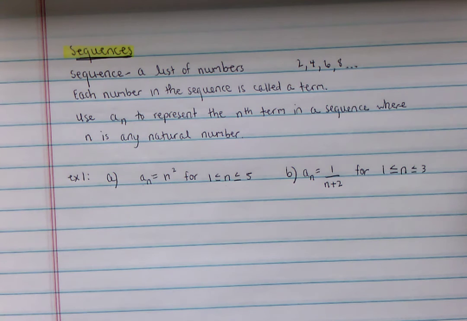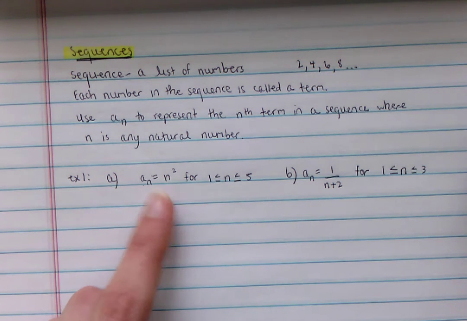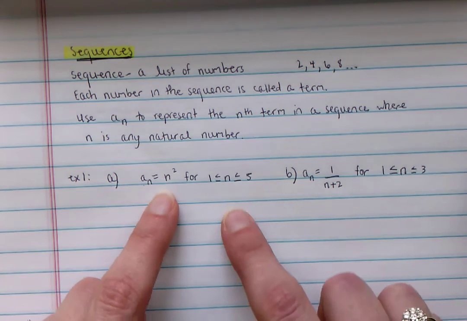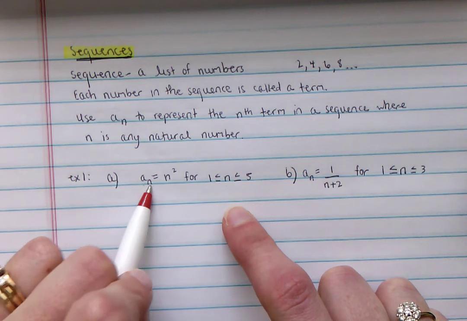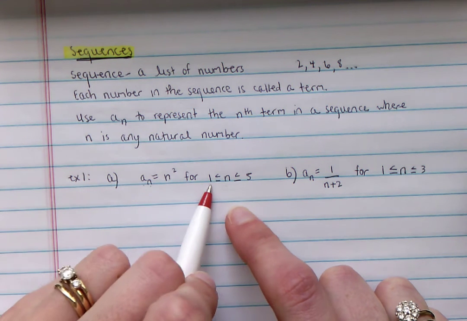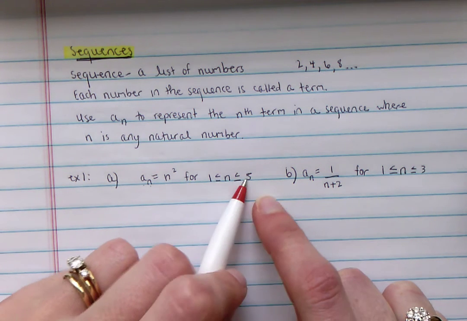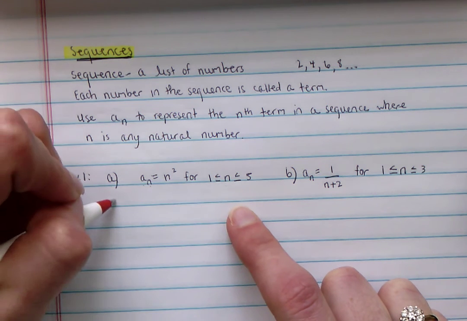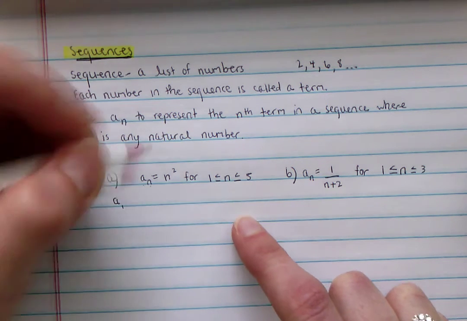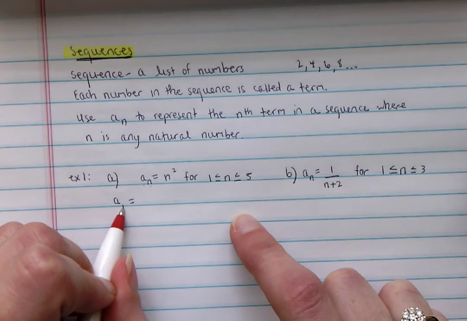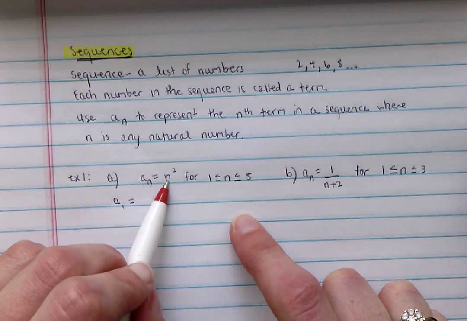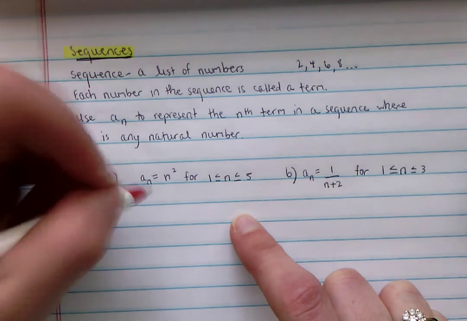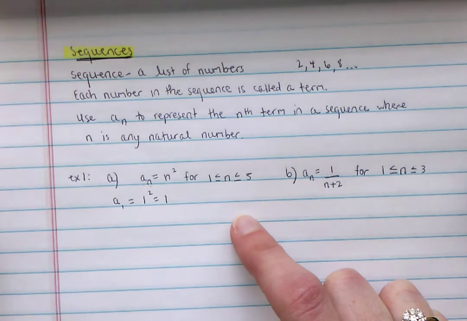Okay, so again, example 1, we're going to start by finding, it says, list the terms of a finite sequence. So for A, what you're going to do is just plug in a 1. You're going to start at 1, and you're going to go all the way to 5. So if we start with a sub 1, notice n is equal to 1. So now we plug in 1 into n here, so that's 1 squared. And 1 squared is 1.